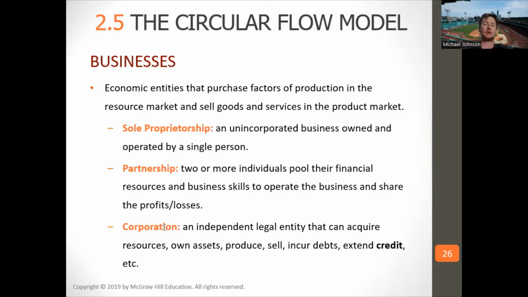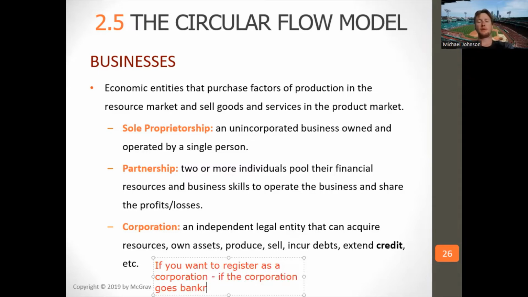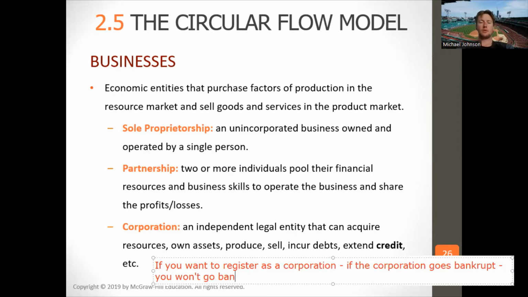So the difference, a good thing about being a corporation, if you want to register as a corporation, if the corporation goes bankrupt, you won't go bankrupt. This is good because your credit won't be harmed.